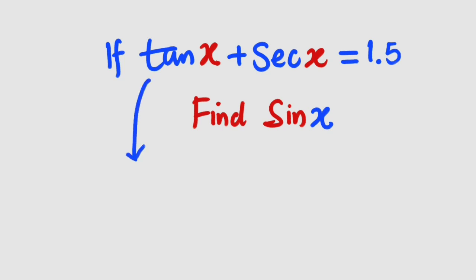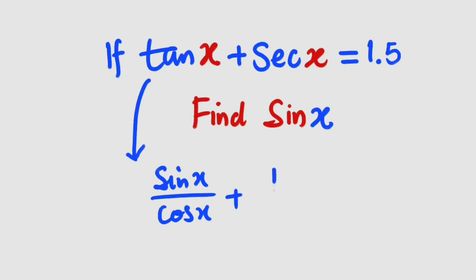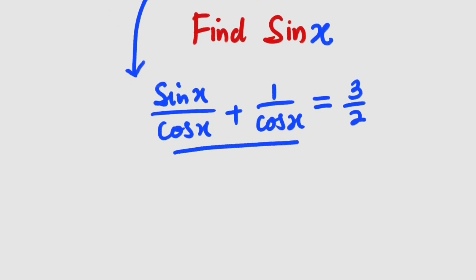x is the same thing as sine x divided by cosine x. So we have sine x divided by cosine x plus, I know that secant of x is the same thing as 1 divided by cosine of x. And this is equal to 3 divided by 2 because I know that 3 divided by 2 is the same thing as 1.5. And now since we have common denominators, we can add the numerators.